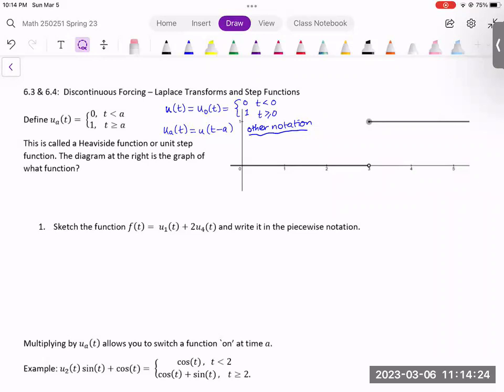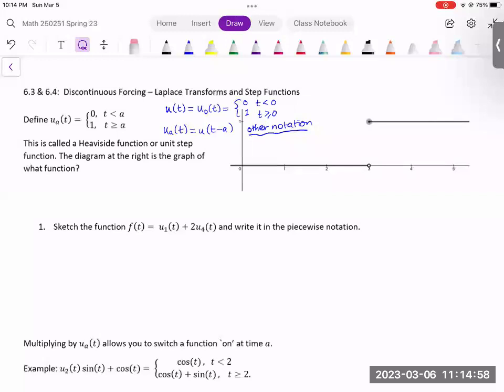We're going to be thinking about situations where, for example, we might heat something up and then remove our heat source, or we might have a spring with no outside forces acting on it, and then at some point turn on an outside force. So let's take a look. We're going to start by looking at some notation to simplify writing piecewise functions.